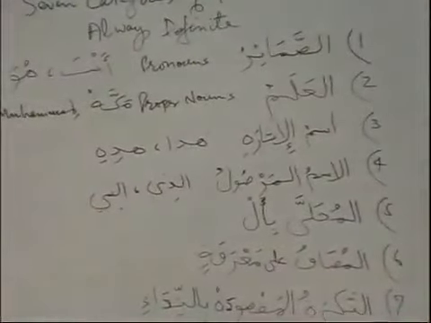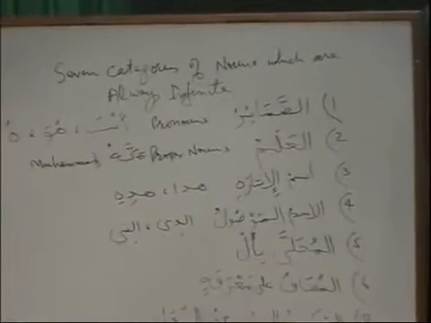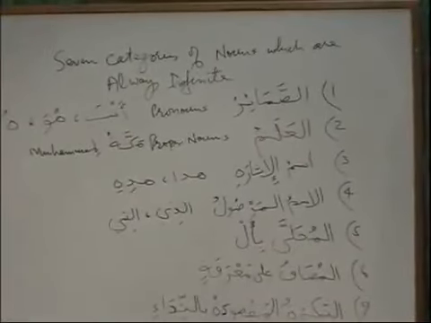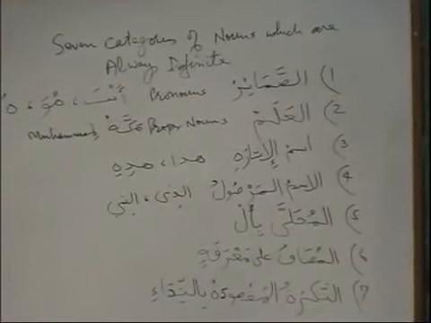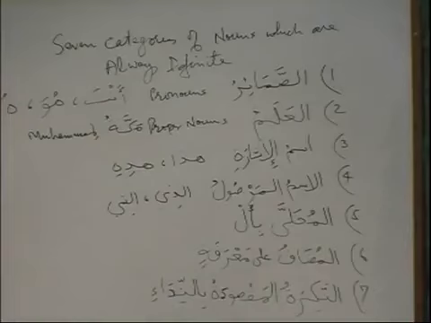And then alamu. What is alamu? Proper nouns. In English we say proper nouns. They are always definite. All the names of people, places, they are all definite. All demonstrative pronouns: hada, hazihi, dhalika, tilka, haulai, ulaika. These are all definite. And then al-ismul mawsula: allazi, allati, alladhina. These are all definite.